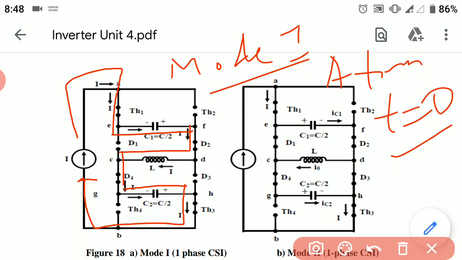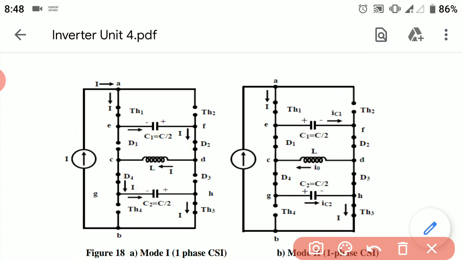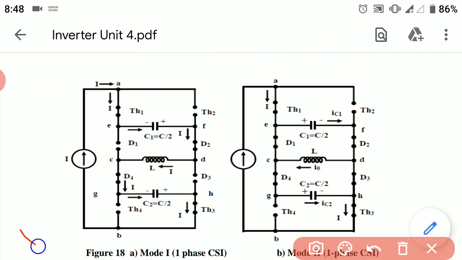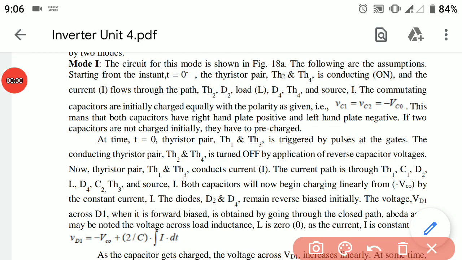Earlier we have studied the current flow for mode 1 at time t equal to 0 minus, and this is the circuit for mode 1 at time t equal to 0. See, the current will flow in the circuit like this. This is the theoretical portion for time instant t equal to 0.